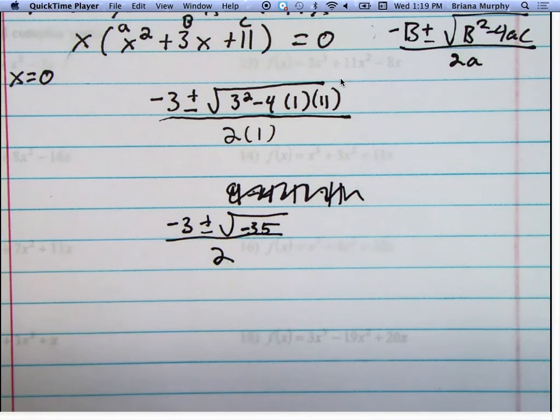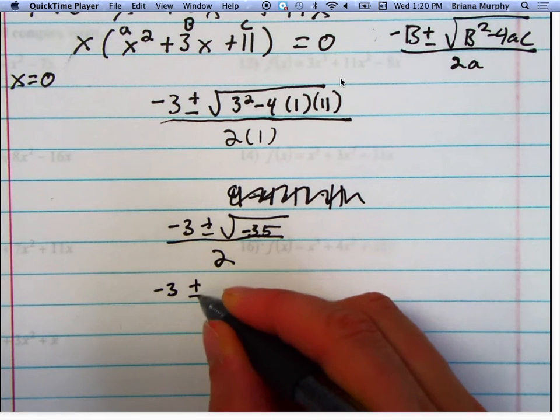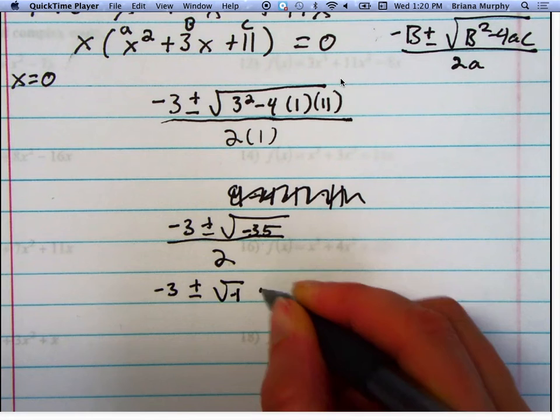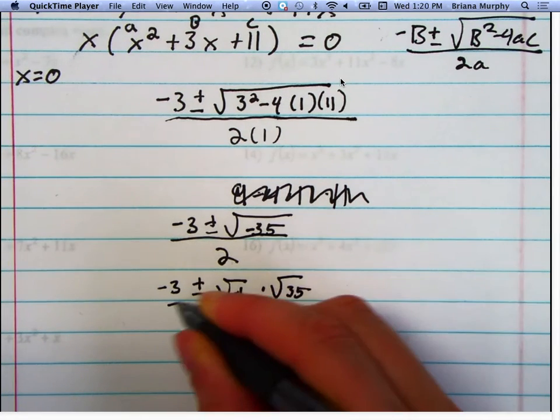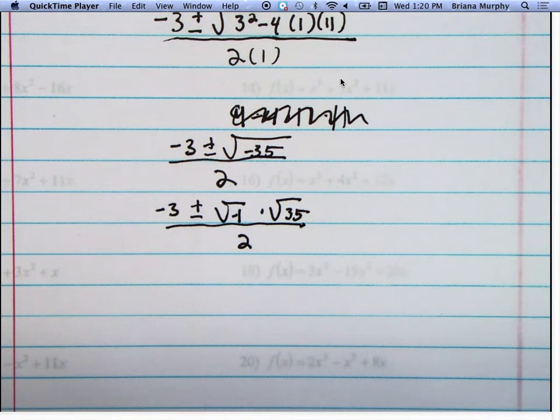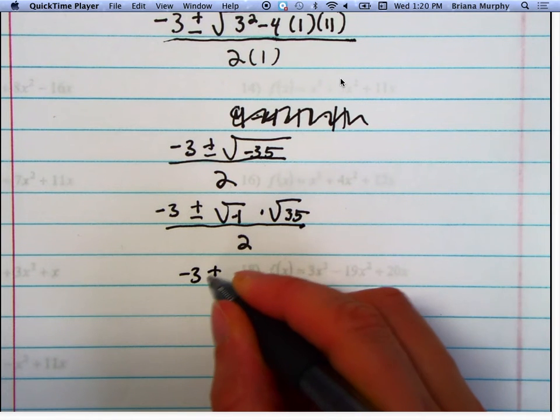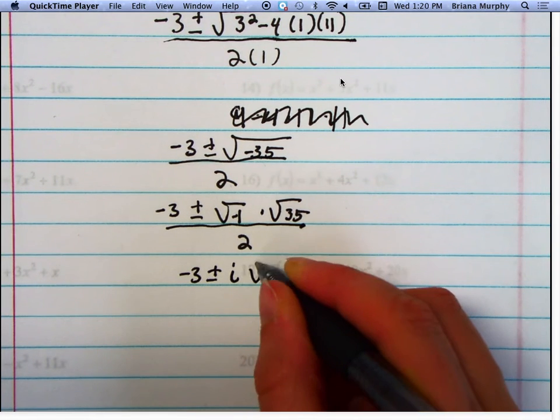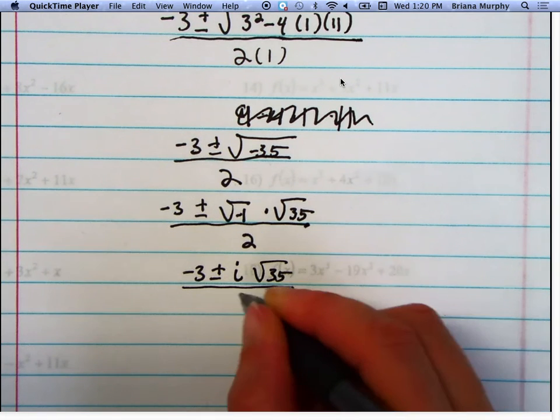All right. So the first thing I want to think of is, are there two numbers that multiply to give me 35 where one is a perfect square? No. So what can I change 35 to? We can go negative 3 plus or minus the square root of negative 1 times the square root of 35 all over 2. It's the imaginary number. I took out the negative so I can make it into an imaginary number, right? Okay, so I'm just going to get negative 3 plus or minus i times the square root of 35, all over 2.